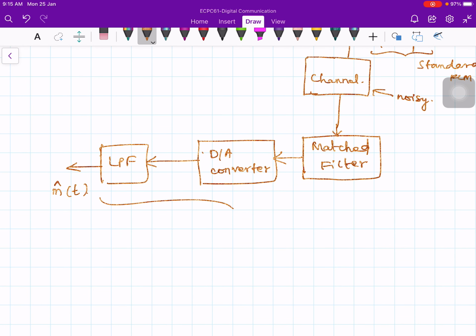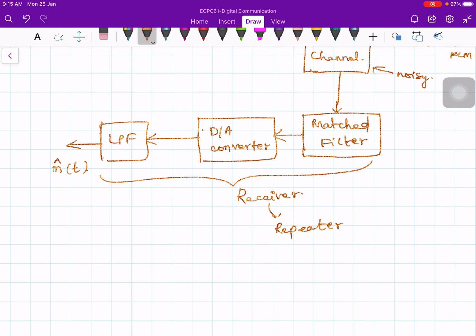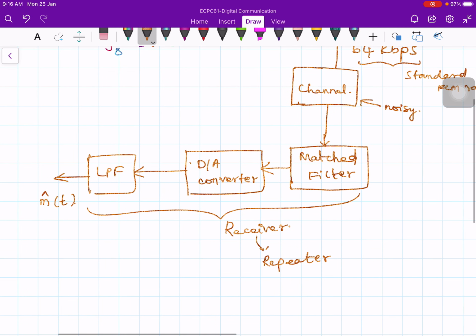So this part is the receiver. You can use this part not only at the receiver, you can use it at the repeater also. A repeater is a block which is present between the transmitter and the receiver. Now to take care of the noise, you use at the front end what is called a matched filter.